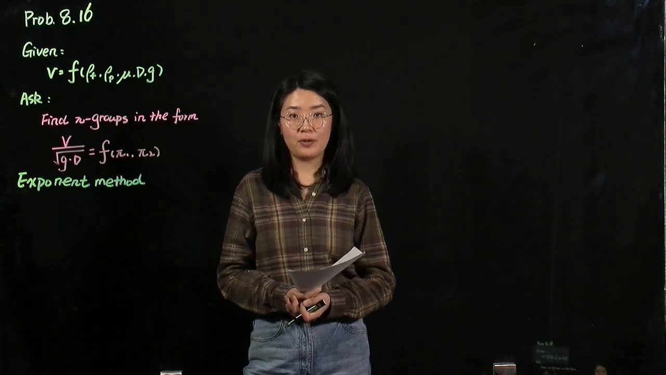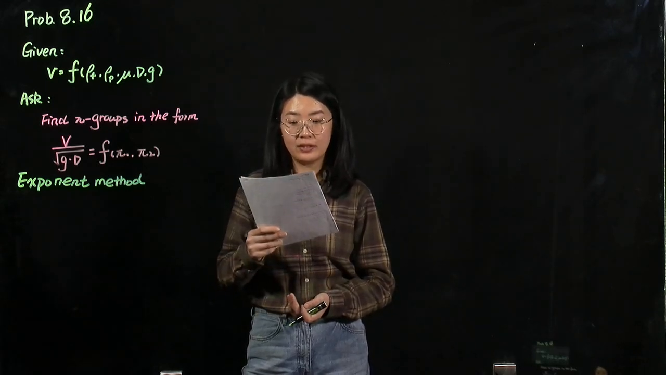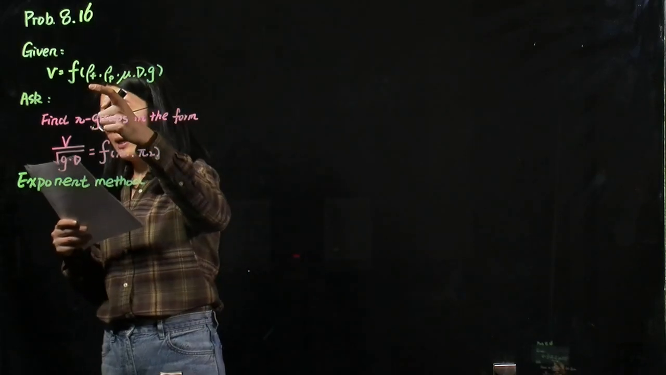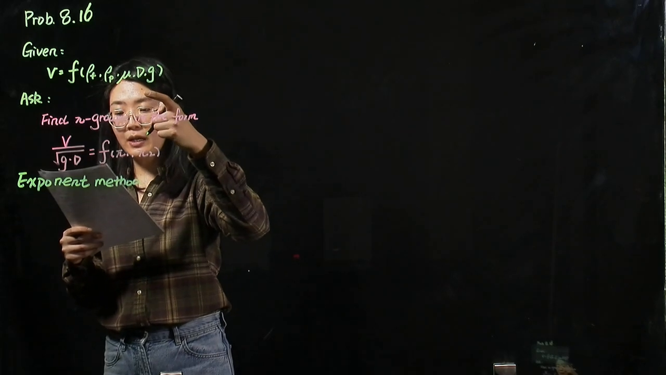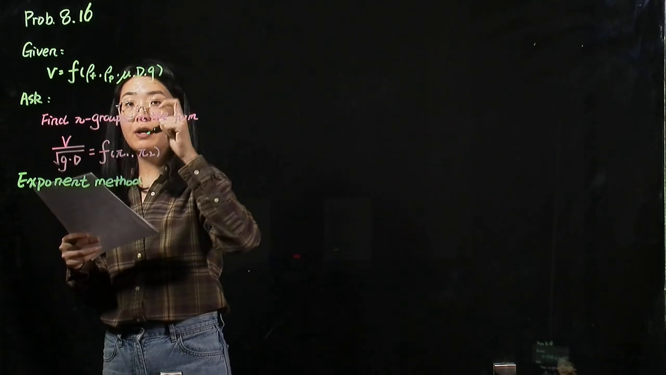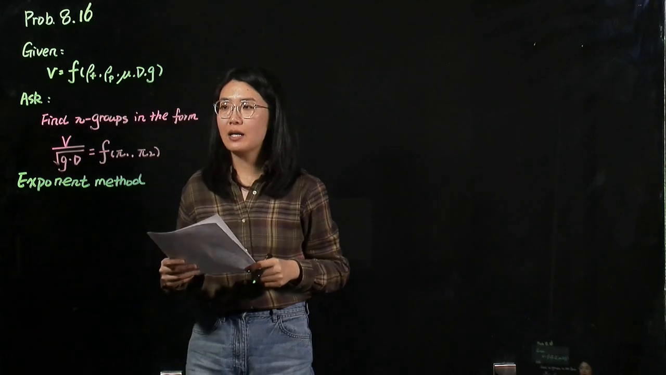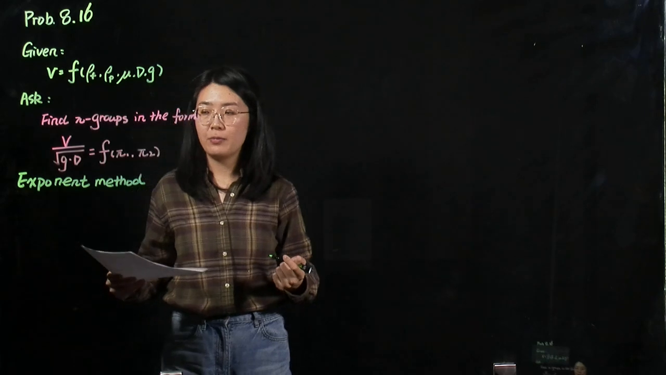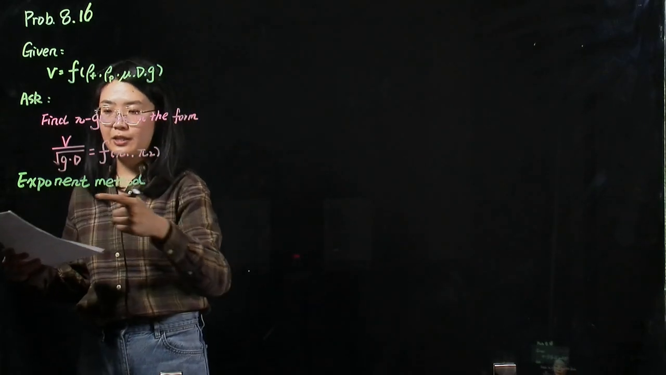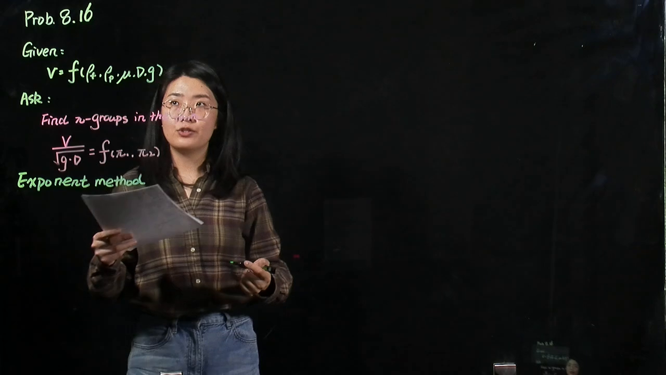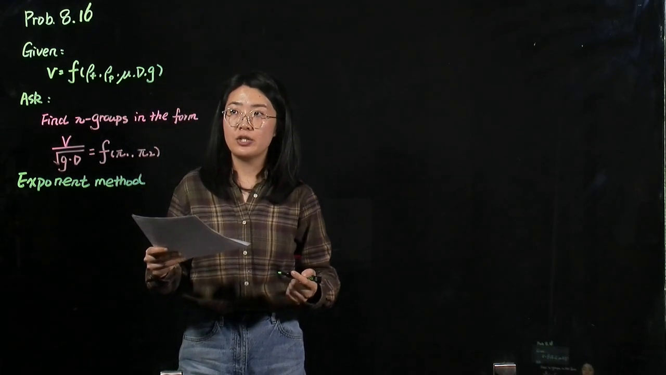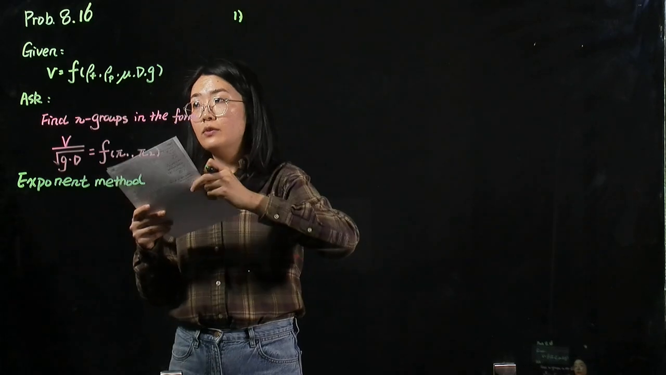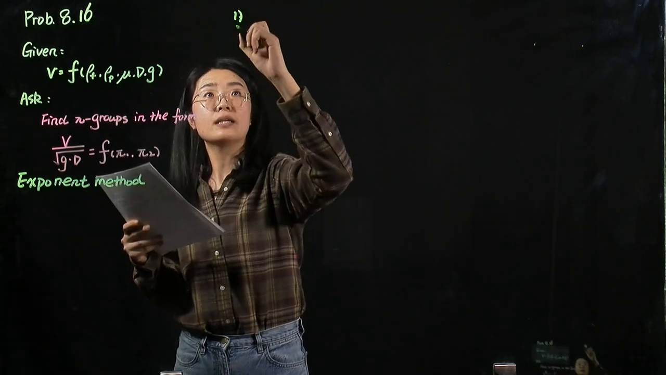Now let's take a look at the last problem. In this problem, it says the velocity is believed to be a function of the fluid density, the particle density, the fluid viscosity, the particle diameter, and the gravitational acceleration. And it asks us to find the pi groups in the form of this. We will solve this problem using the exponent method. So the first step is to list all the dimensions for each variable. On the left-hand side, there is velocity.